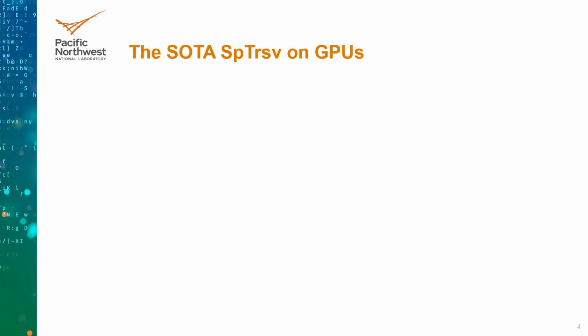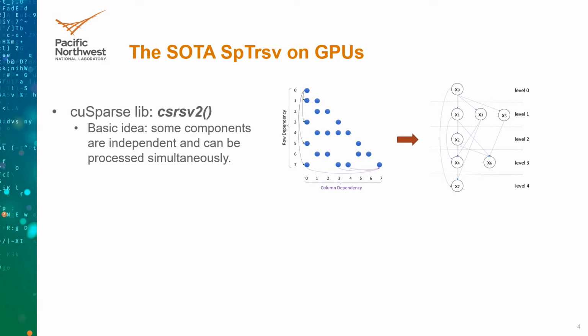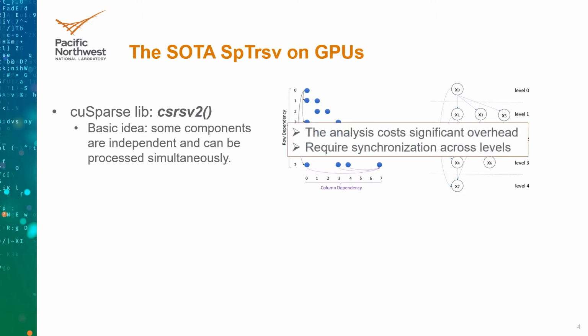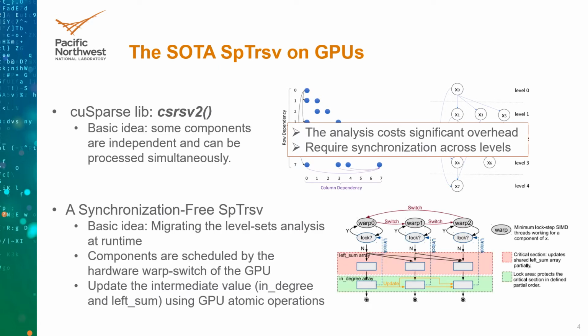Currently, there are two kinds of SpTRSV on GPUs. The first one is called level-set SpTRSV. The basic idea is that some components are independent and can be processed simultaneously. So they first analyze the matrix and then generate the level set for each group of components. This kind of analysis causes significant overhead and requires synchronization across levels.